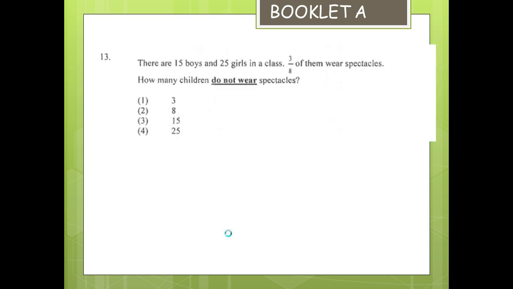Question 13. There are 15 boys and 25 girls in a class. 3/8 of them wear spectacles. So 3/8 of them means they are boys and girls. I know this is a total of 40 pupils, 40 children. So I know 8 units is 40. 1 unit is 40 divided by 8, which is 5.